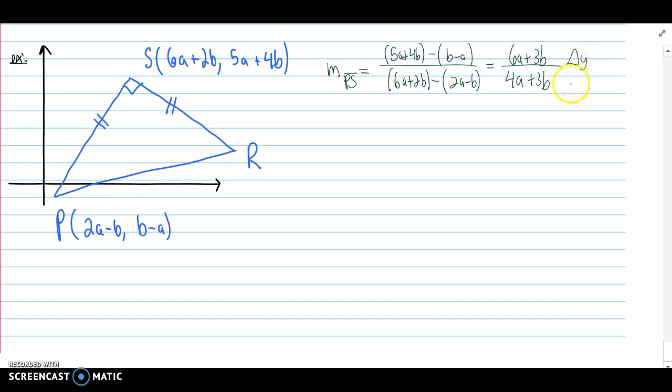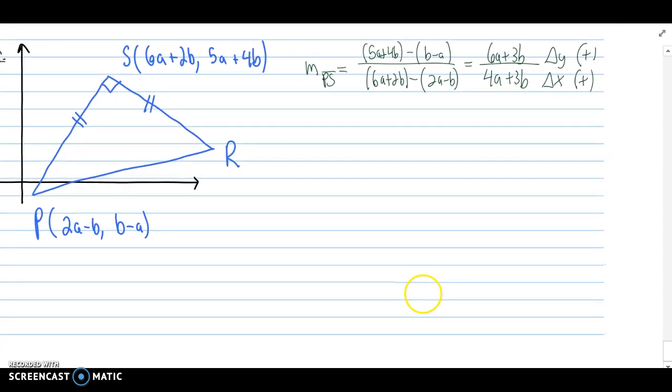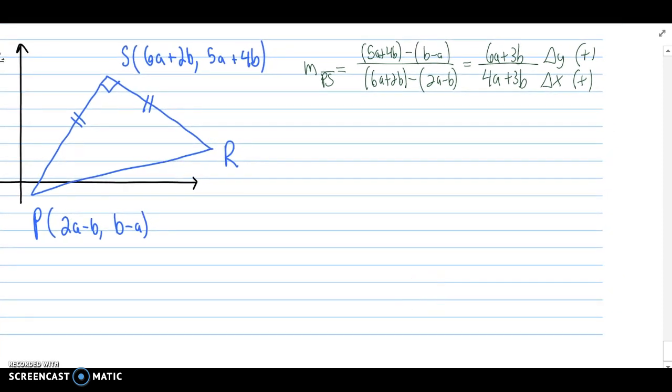The numerator is a change in y, the denominator is a change in x. And as I look at these, from P to S is going up, so I know the numerator is positive, and it's going to the right, so I know the denominator is positive as well. So there's my analysis of what I know about segment PS. That leads to the next point of what we want. We want the slope of SR, starting at point S, going to point R, to be perpendicular to that.